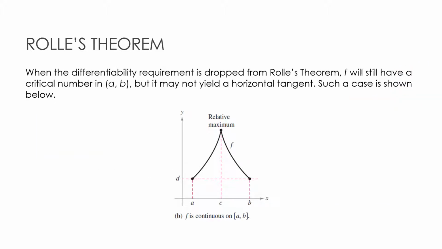Remember that it's still possible to have a critical value at a point if all 3 conditions aren't met. If it is continuous, as my graph is below, and f of a still does equal f of b, as my graph does below. But notice this is not differentiable. I can still find that I have a critical value at the point c because f prime of c does not exist.